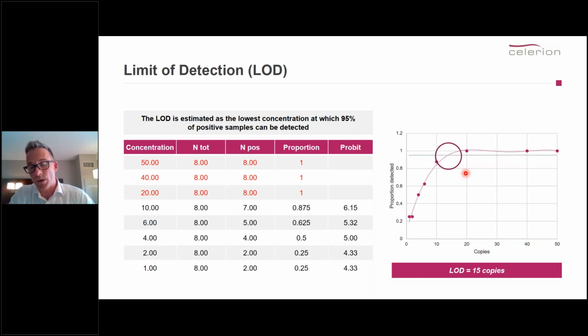In our case, we had an LOD of 15 copies, which was okay. Probably not the best I've seen. The lowest you could possibly get would be 3, but 15 is definitely acceptable, and as shown, a very good method that we were happy with to move forward.